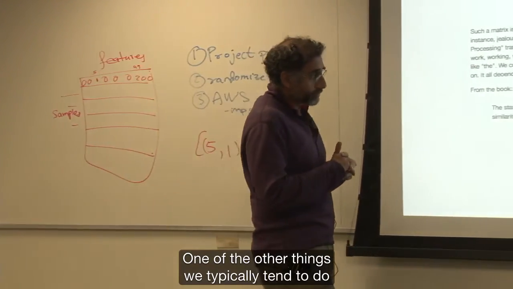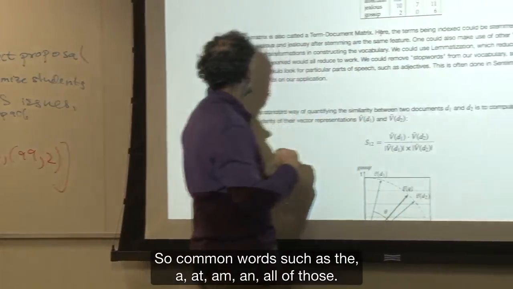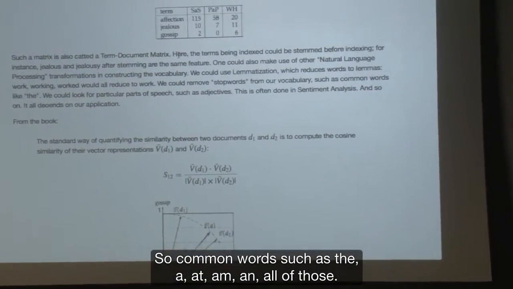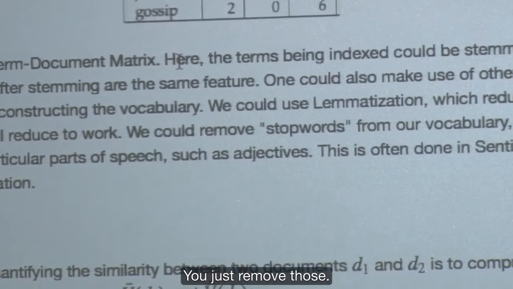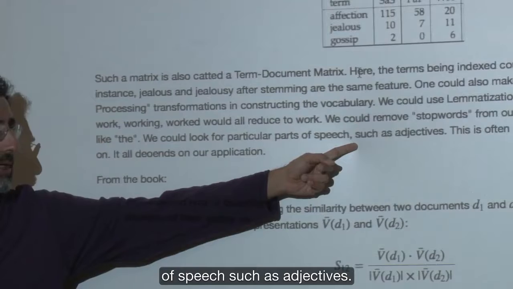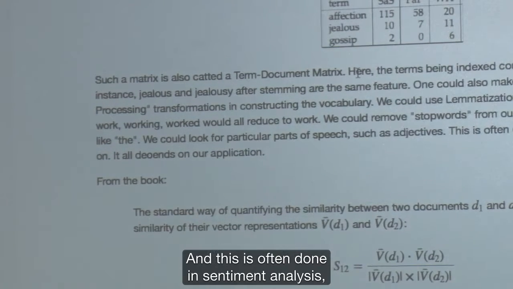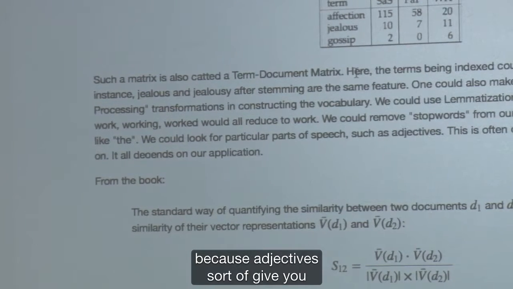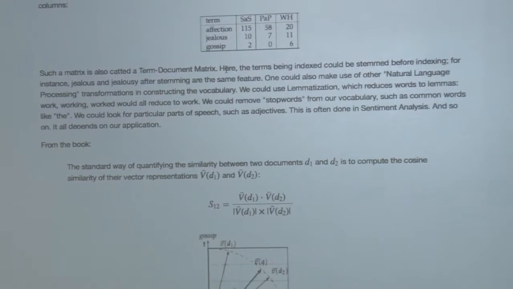One of the other things we typically tend to do is to remove stop words from our vocabulary. So common words such as the, at, am, and, all of those, you just remove those. We might actually want to be even more specific. We could just look for particular parts of speech such as adjectives, and you'll be doing this on your homework. This is often done in sentiment analysis because adjectives give you a notion of comparative and superlative and so on and so forth.